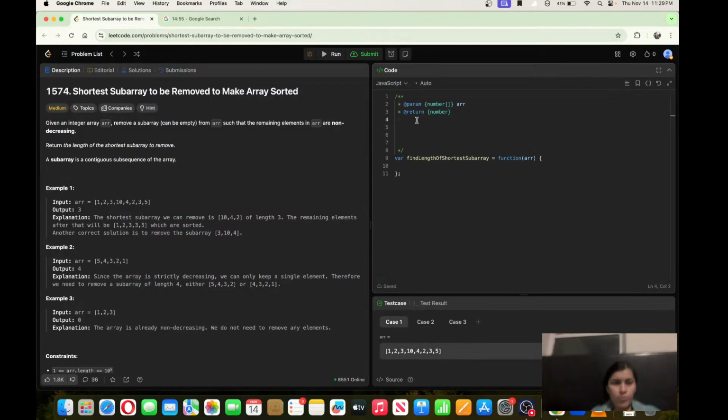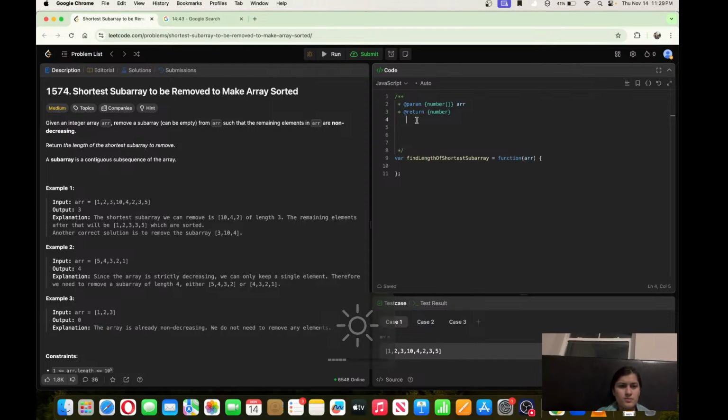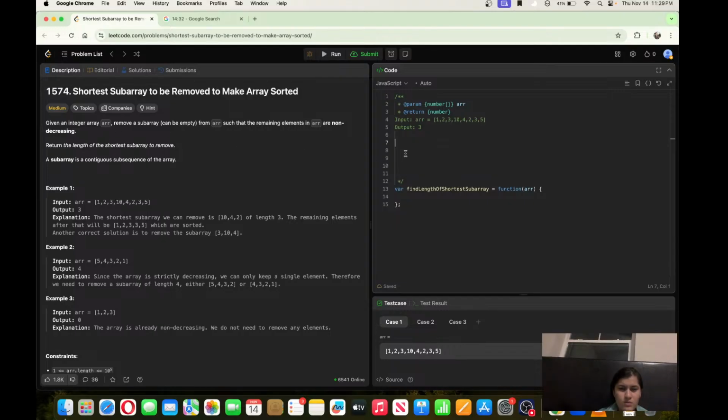After 15 minutes. Okay. Shortest subarray to be removed to make array sorted. So what is this question saying? Let's look at it. Given an integer array, remove a subarray, which can be empty, from the array such that the remaining elements in the array are non-decreasing.